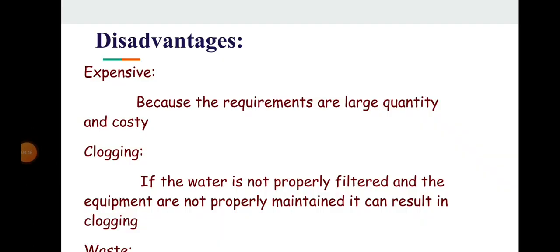It also has disadvantages. You can see that most of all it is expensive. Yes, the drip irrigation system equipment is expensive. The sun can affect the tubes used for drip irrigation, and it shortens their useful life. And then clogging, if the water is not properly filtered and the equipment is not properly maintained. And next, the requirements are large in quantity and costly.